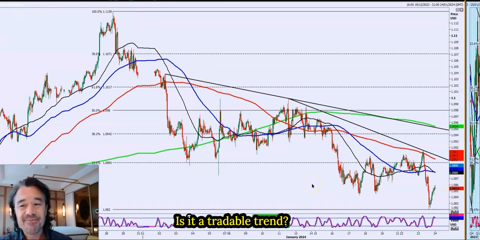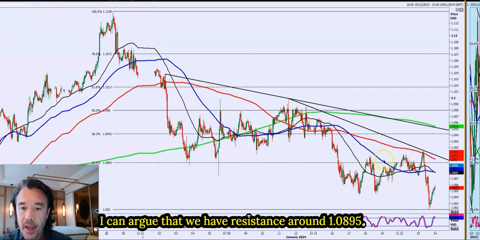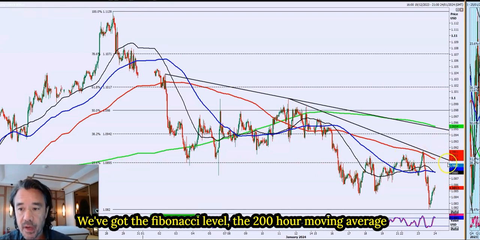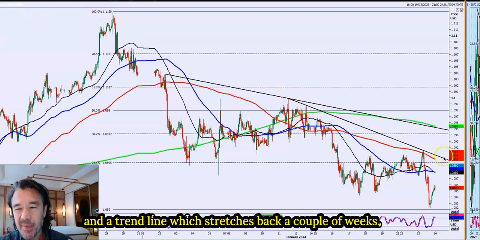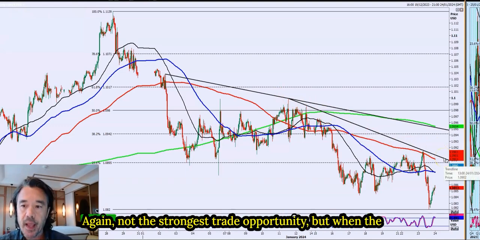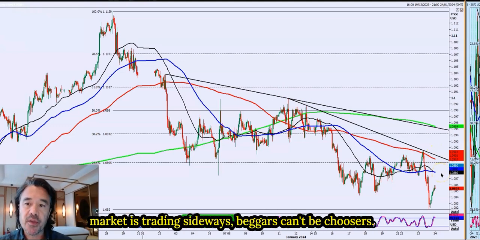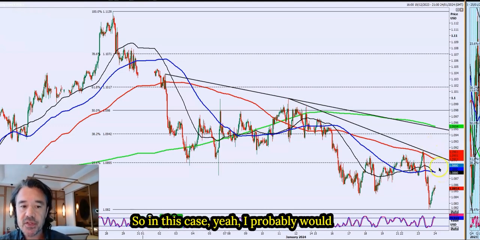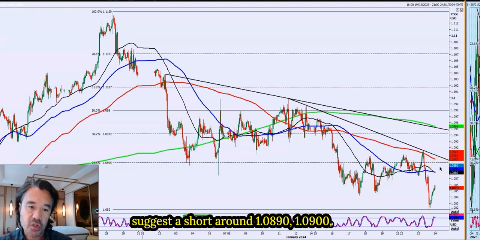Is it a tradable trend? It's okay for a scalper. I can argue that we have resistance around 108.95. We've got the Fibonacci level, the 200-hour moving average, and a trend line which stretches back a couple of weeks. Again, not the strongest trade opportunity, but when the market is trading sideways, beggars can't be choosers. So in this case, yeah, I probably would suggest a short around 108.90, 109.00.